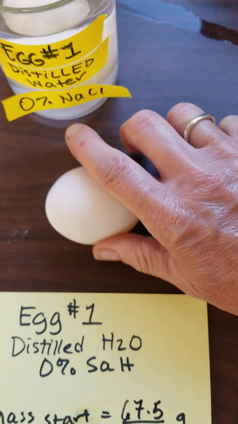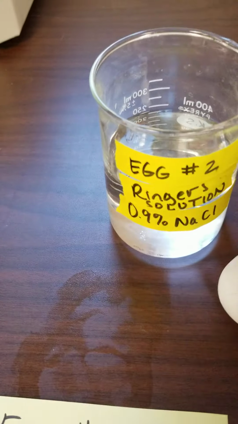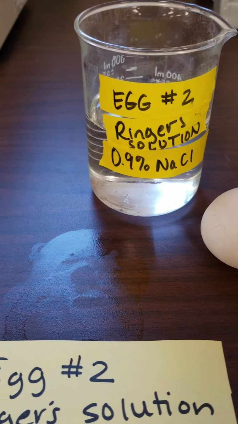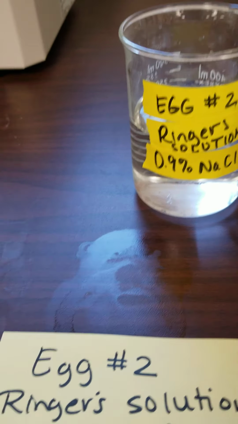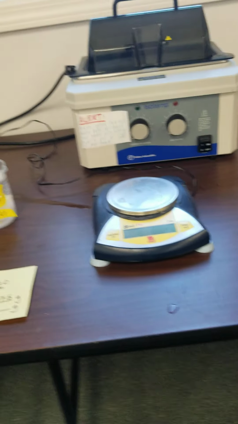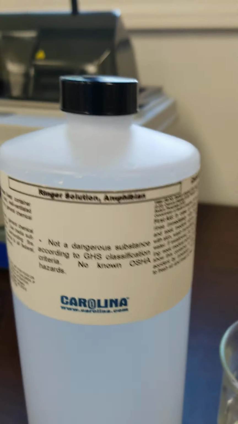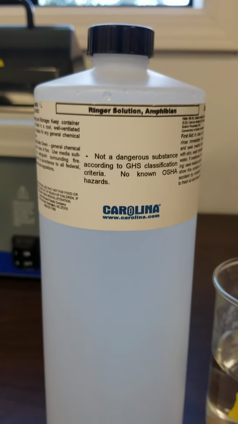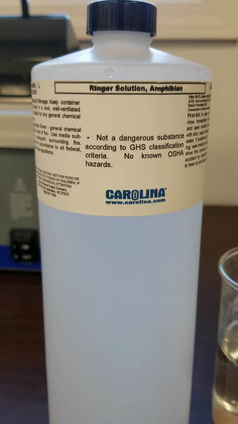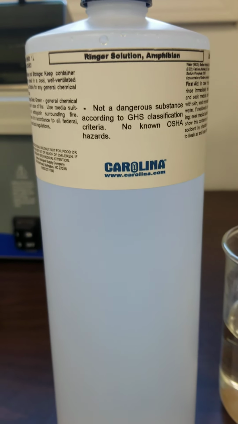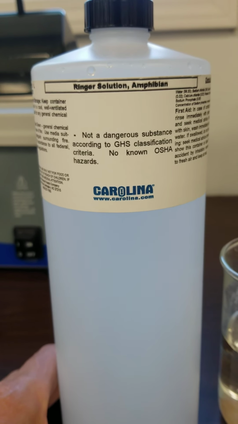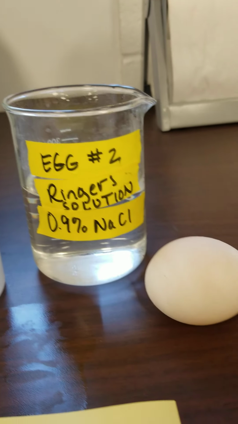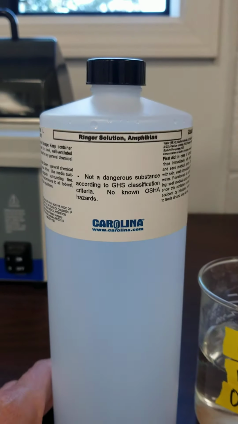Okay, so now we have egg number 2. Egg number 2, we're going to put in a solution that's called Ringer solution. Now this particular Ringer solution is amphibian Ringer solution. So what we're going to do is see if this has the same tonicity as our egg. So we'll see if it gains, loses, or stays the same weight. And by that, we'll be able to tell if this amphibian Ringer solution is the same tonicity as the egg or whether it's a different tonicity. So I guess we'll have to wait and see.